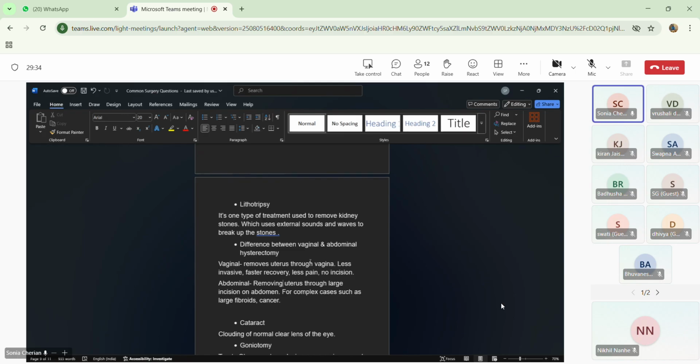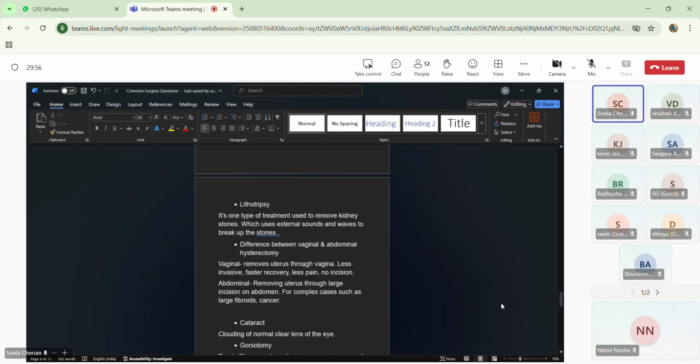Now, most of the providers will advise abdominal hysterectomy if the patient has some complexity such as large fibroids or cancer. Okay, or if the patient's pelvis is too small. So in all these conditions, they will suggest abdominal hysterectomy. But vaginal hysterectomy is less invasive than abdominal hysterectomy. Okay. So this is how you need to explain if they ask you what is the difference between vaginal and abdominal hysterectomy.